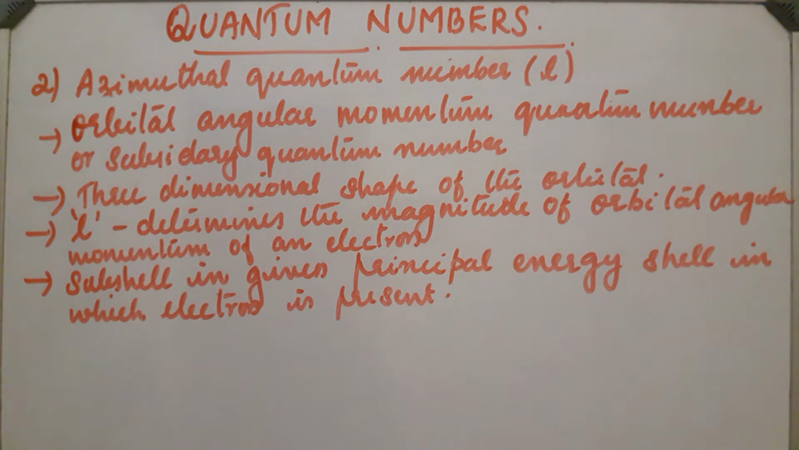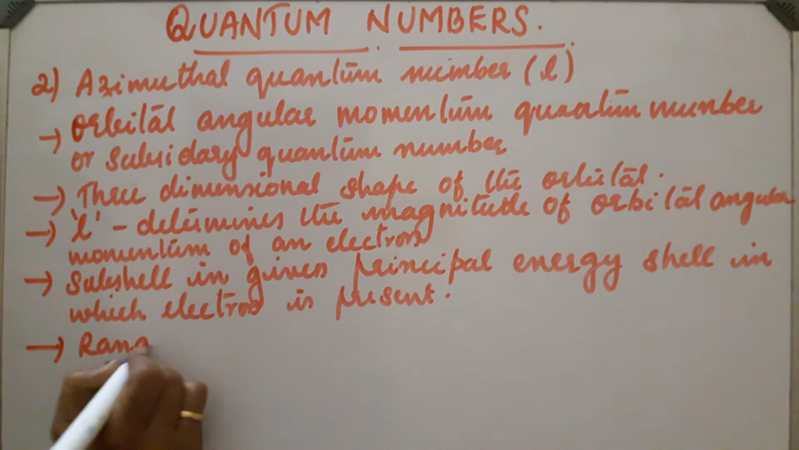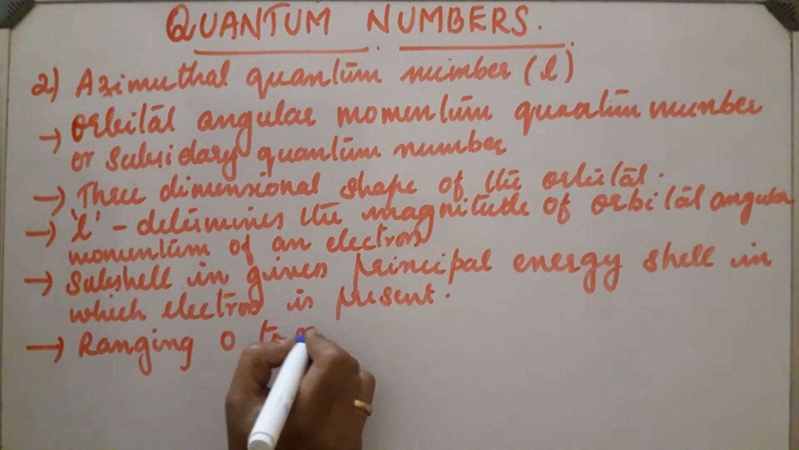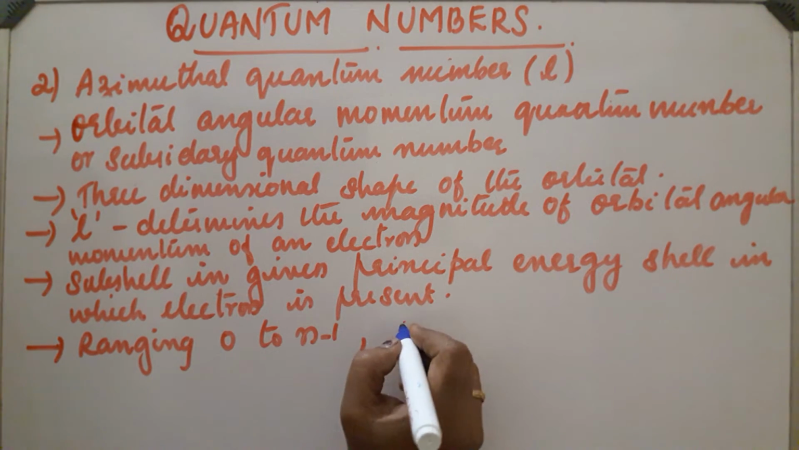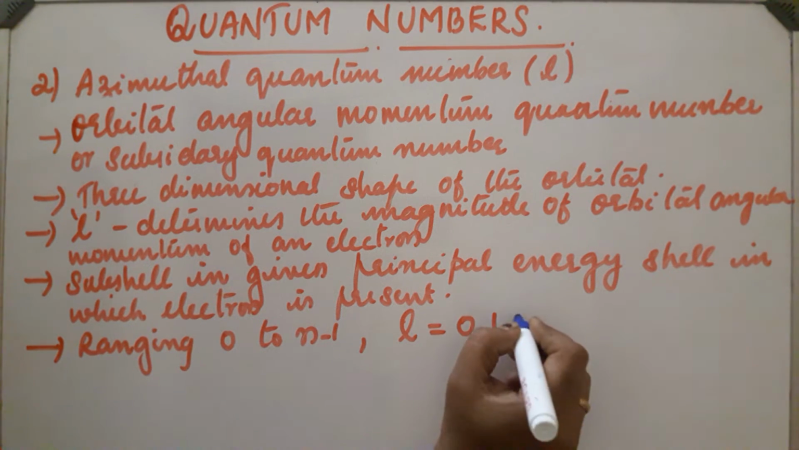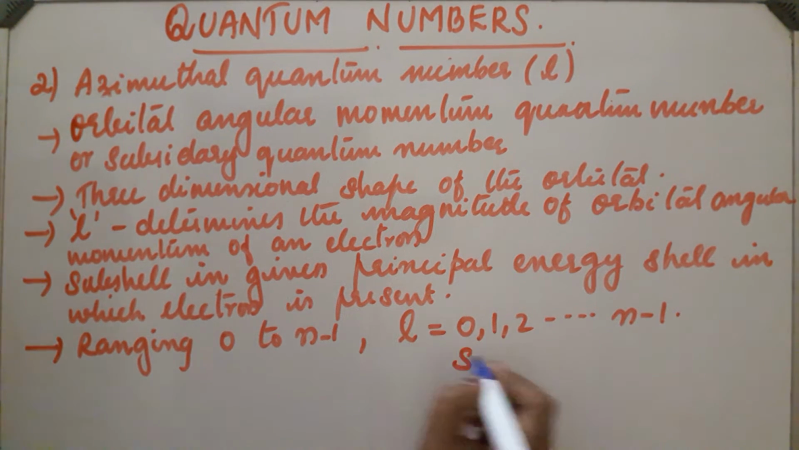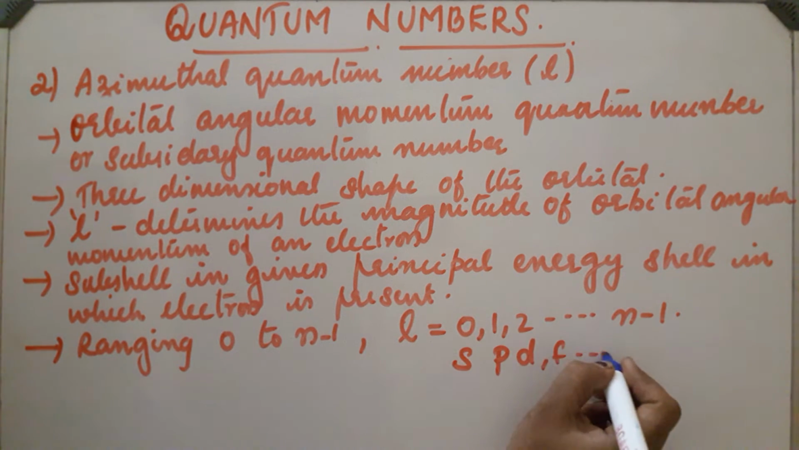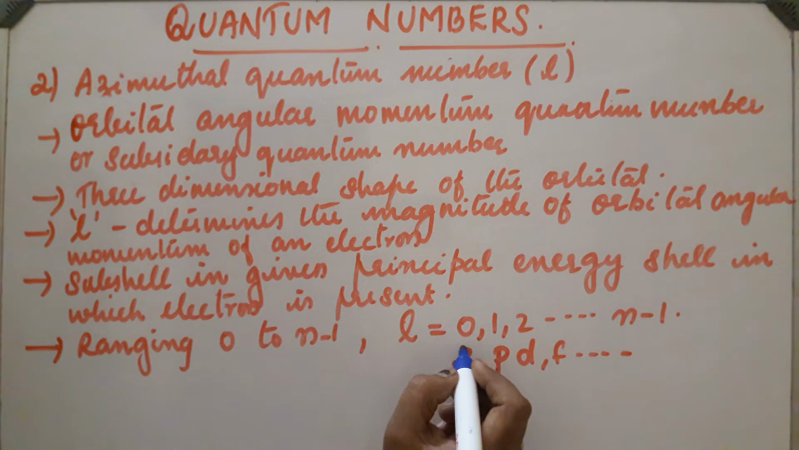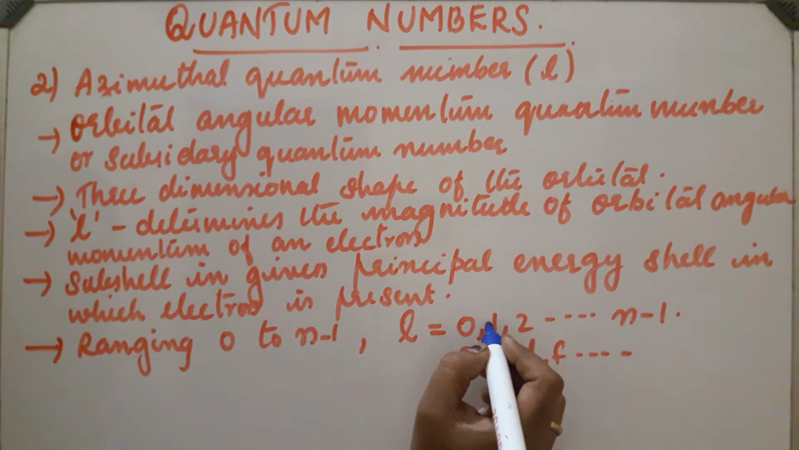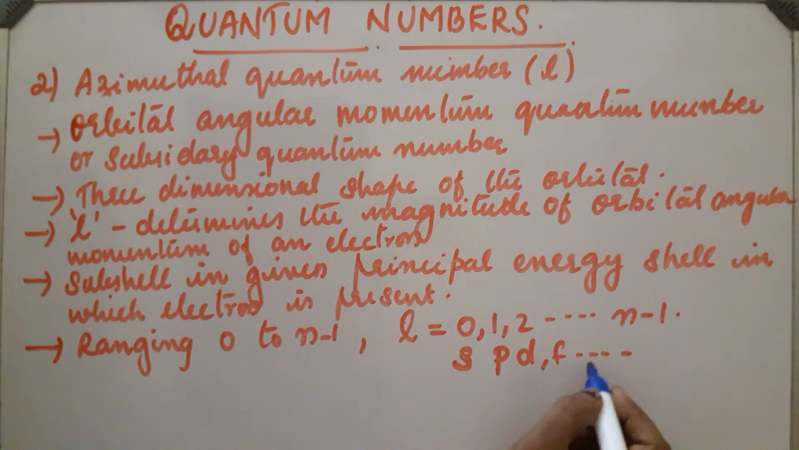Now its value depends upon the principal quantum number n. It can have integral values ranging from 0 to n minus 1. That means l can have the values 0, 1, 2, etc. up to n minus 1. Depending upon this value of l, the different subshells are designated as s, p, d, f, etc. If l is equal to 0, the electron is in the s subshell. l equal to 1 means p subshell, 2 means d subshell, etc.